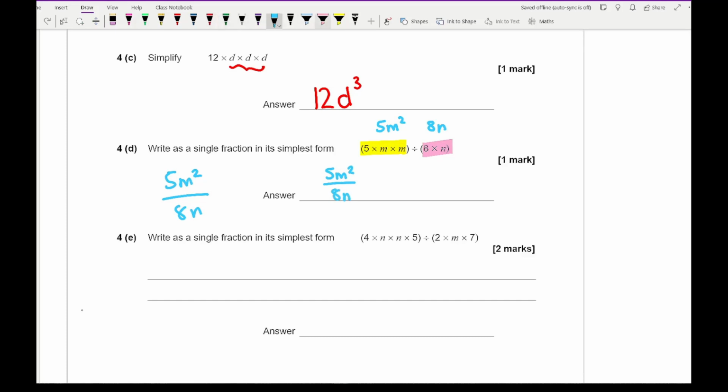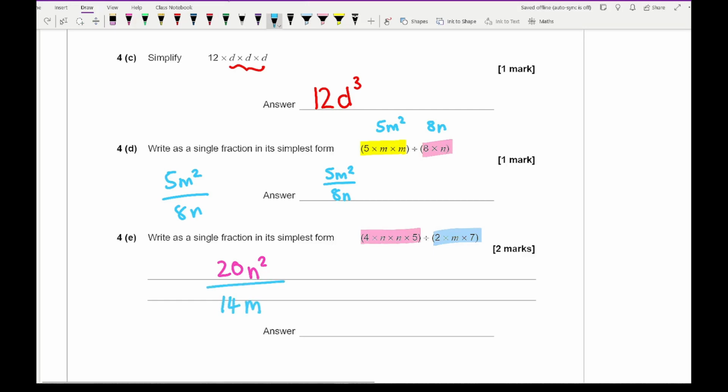And then again, similar sort of technique with the next one. We've got 4 times 5, which is 20. Do that in pink. So 20, and then it's going to be n squared. And then we're dividing. Now, if we simplify this, we multiply numbers with numbers. So 2 times 7 is 14. And we've got an m.